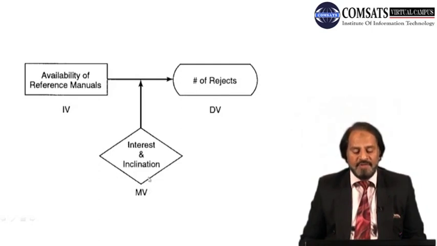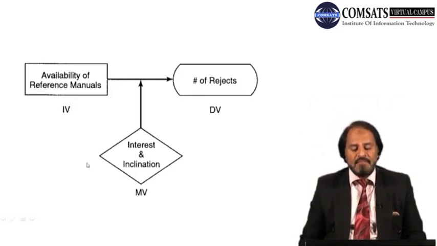If there is no interest, the relationship will not exist. But if there is interest, then this relationship will exist. So what I'm developing here is a condition. When employees take interest, this relationship exists. When there is no interest, this does not exist. So a moderating variable basically tends to conditionalize this relationship.